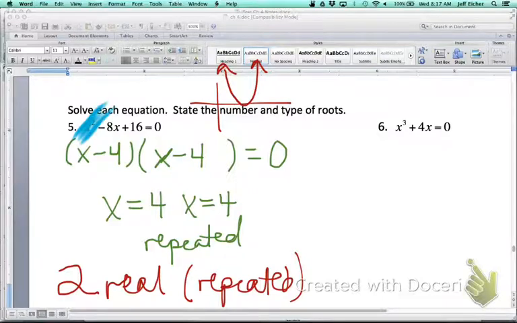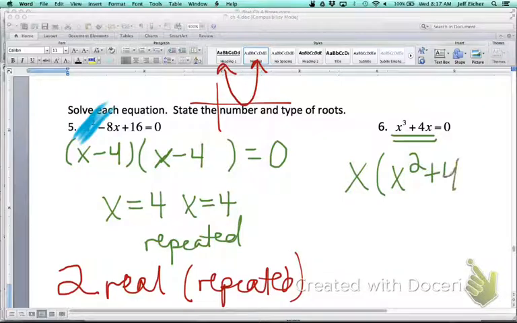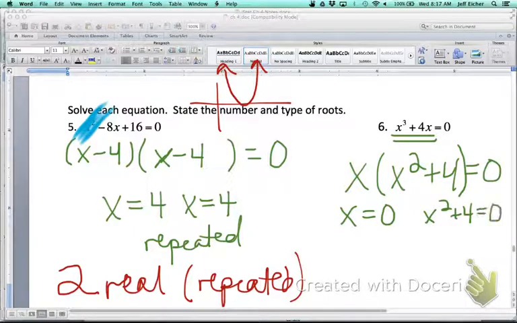The next one, we should probably take a greatest common factor out first. So we get to this point. And then we set both equal to 0. We have x equals 0. This is the zero product property. x squared plus 4 equals 0. So here's one of our solutions: x equals 0. Crosses the axis at 0.